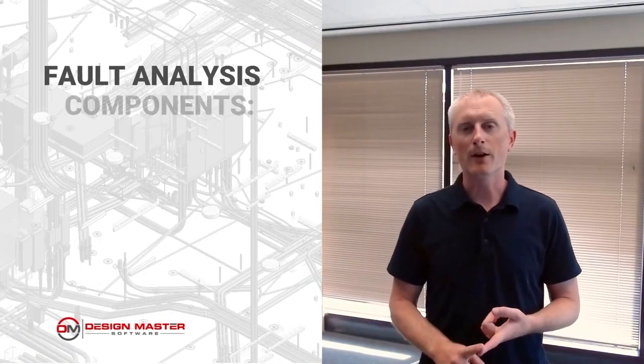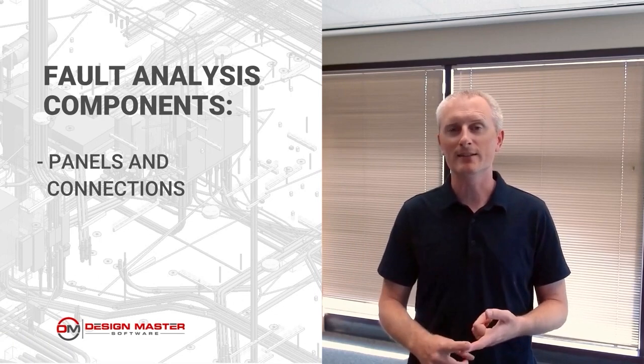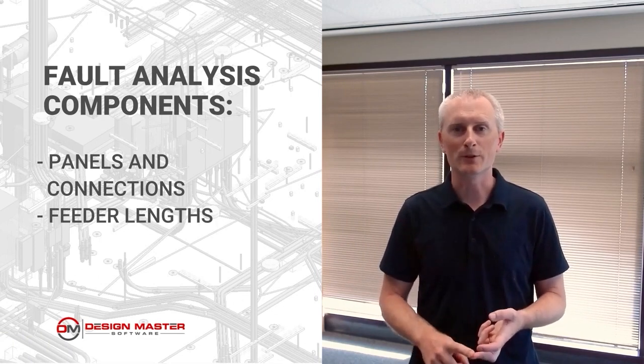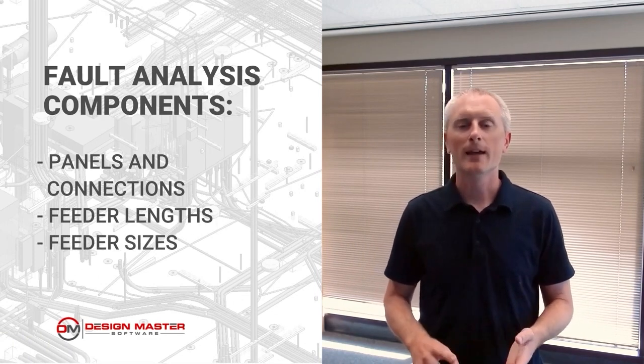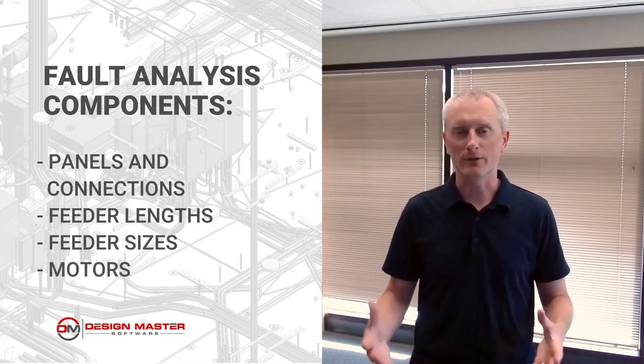But there are opportunities, such as fault calculations, where BIM actually can come in and make the processes that we're doing as electrical engineers better and more efficient. There are 4 pieces of interest when doing your fault analysis that I want to talk about. There are the panels themselves and what's connected to each other. There's the feeder lengths between your panels. There's the feeder sizes, and there are any motors that are in your project.